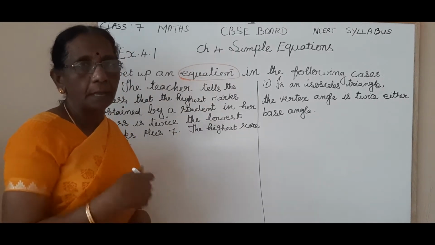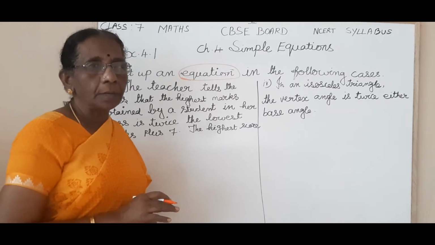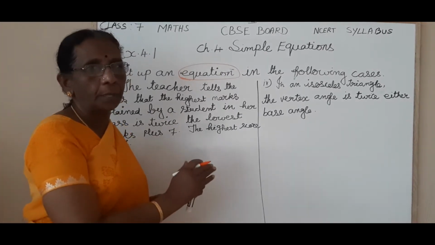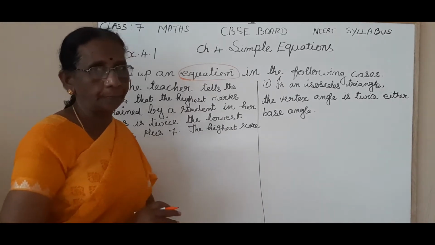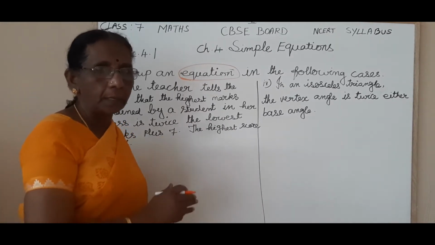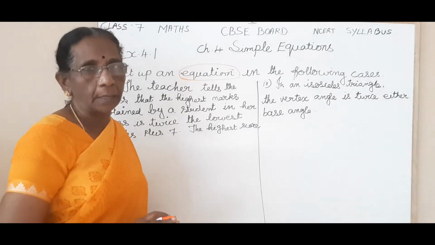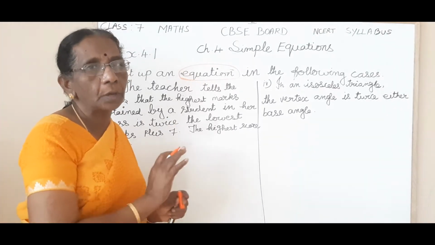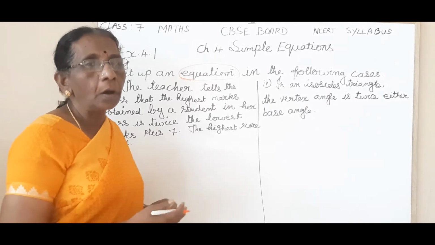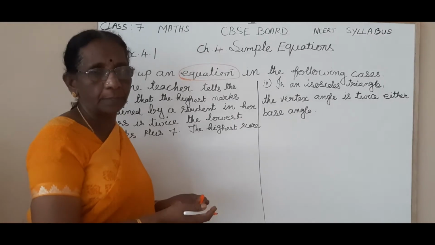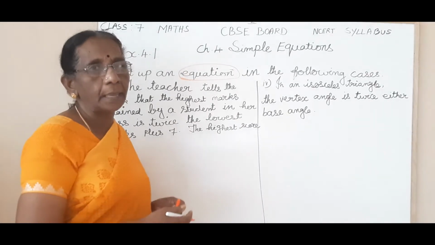Let us recall what an equation is. An algebraic expression should be equated to a numerical expression, and both should represent the same thing. Then only you can write that both are equal. So we have to select the algebraic expression and the numerical expression that represent the same thing.